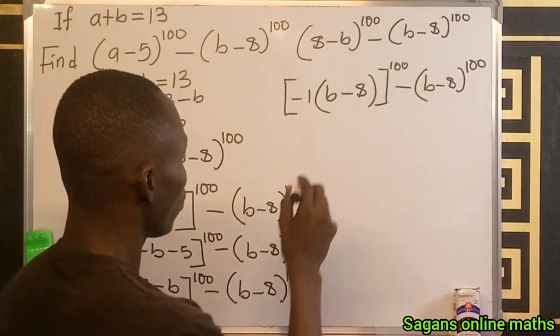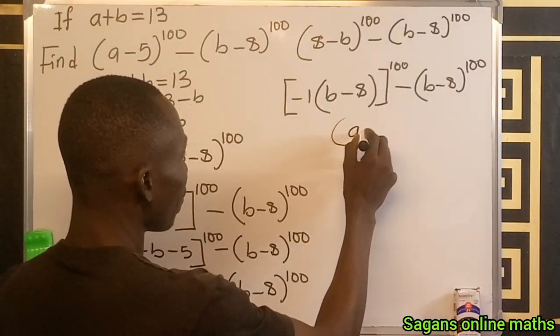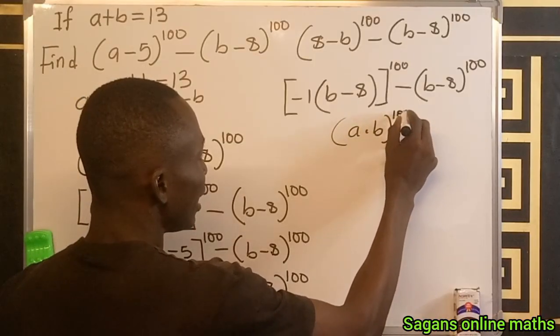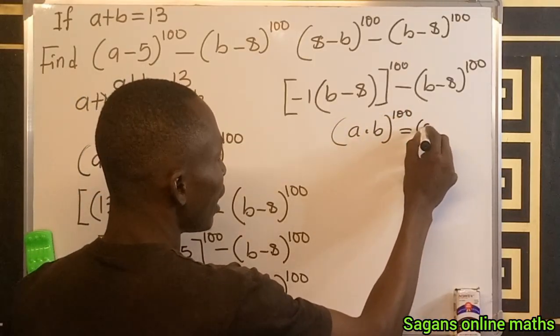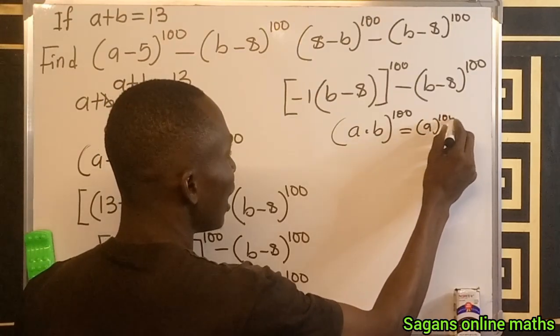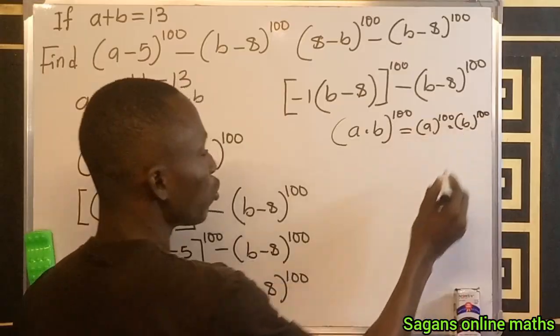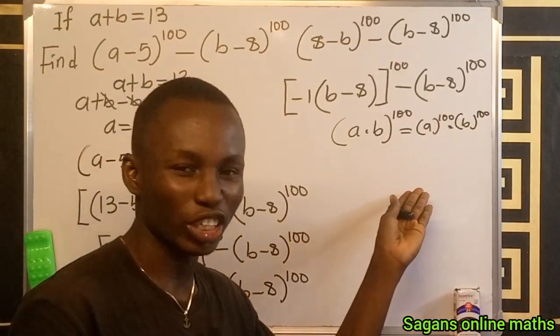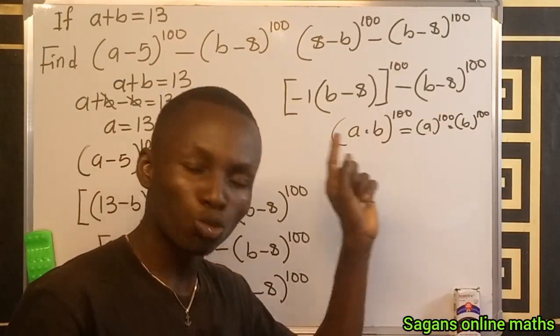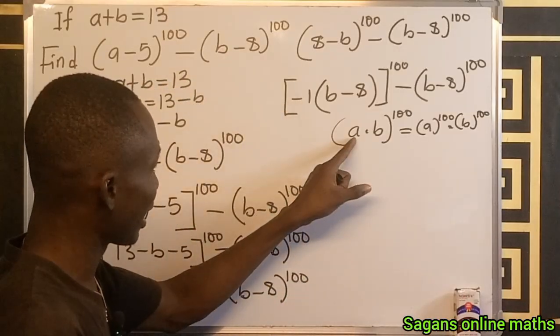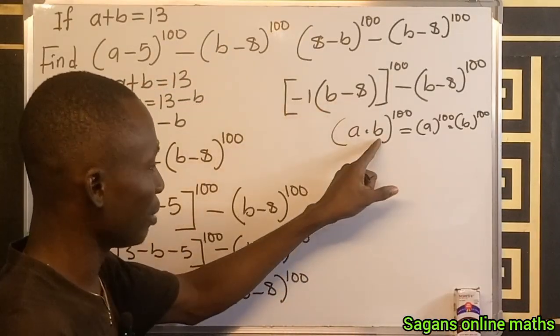Do you know that (a × b)^100 is equal to a^100 multiplied by b^100? This is one of the properties of indices, which is very interesting, and it will help us here. Now, this minus is like a, b - 8 is like b.